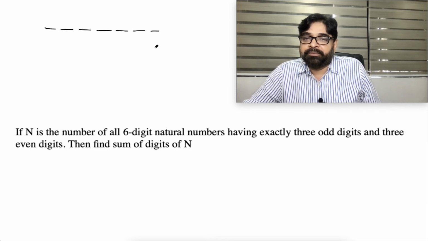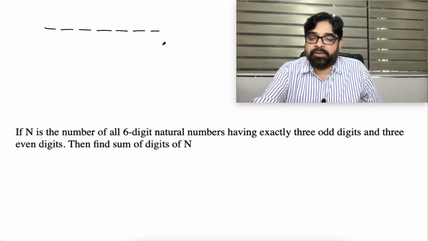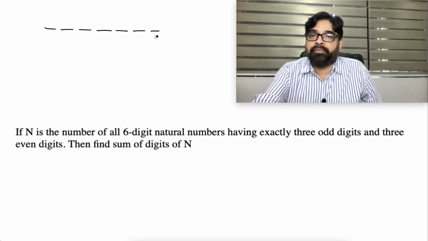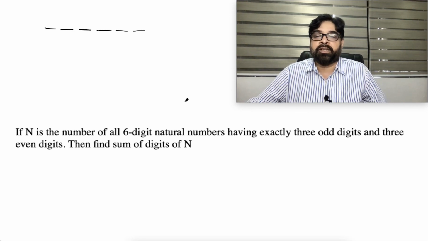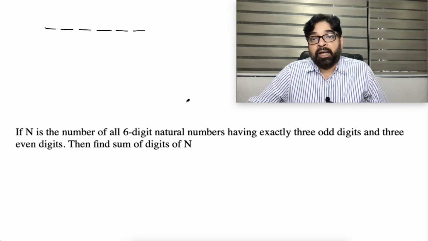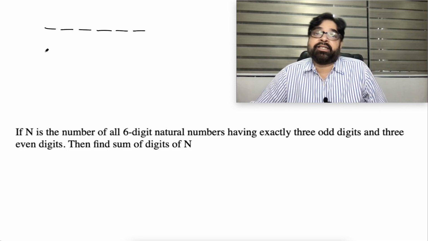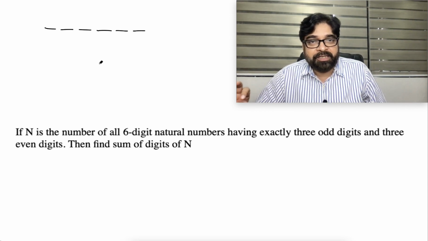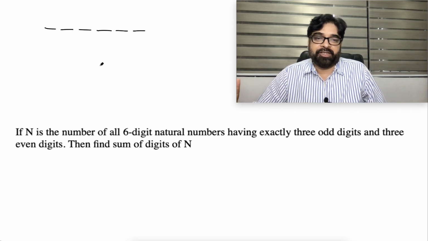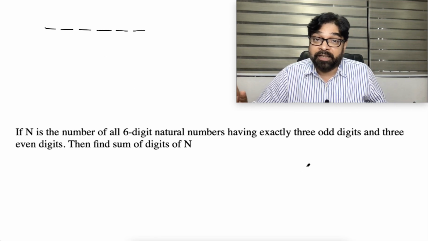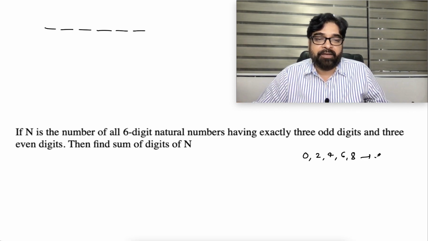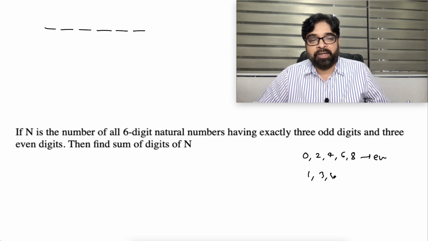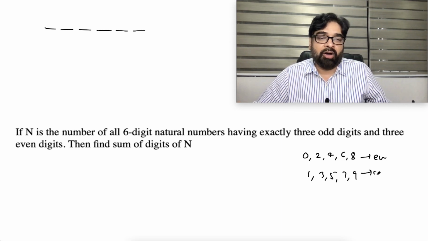6-digit number is there. 1, 2, 3, 4, 5, 6. 6-digit numbers are there. They are saying that in every 6-digit number, there must be three odd digits and three even digits. How many digits are there? 10 digits. All of you know that there are 0, 2, 4, 6, 8, these are the even digits, and 1, 3, 5, 7, 9, these are the odd digits.